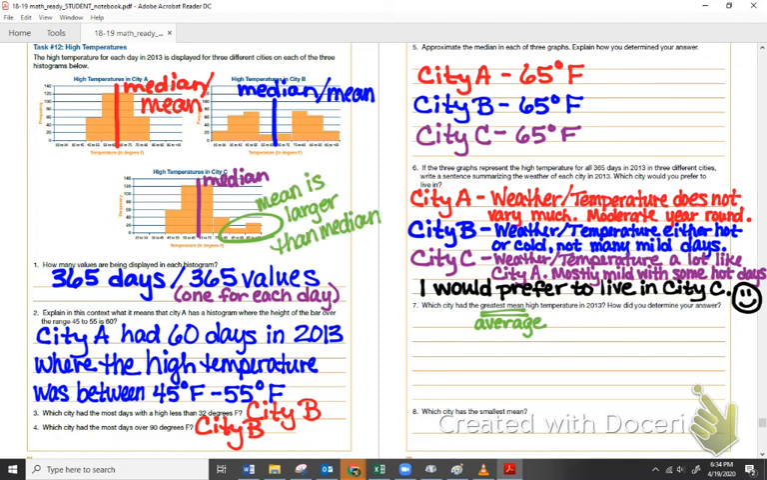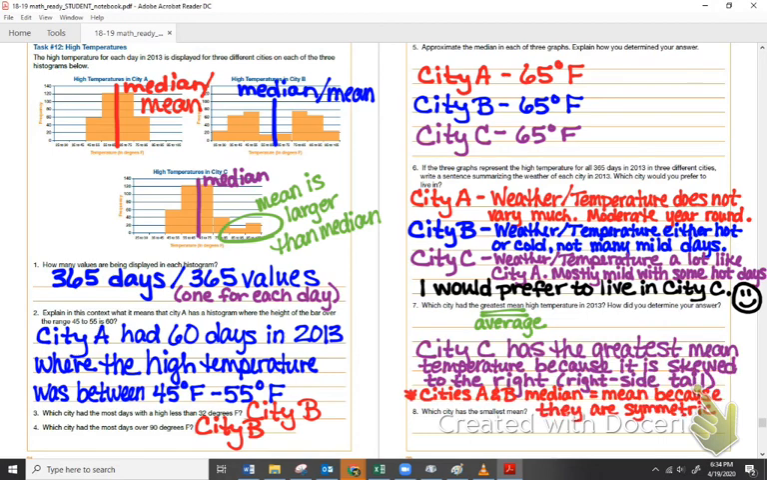If this graph had the tail off to the other end on the smaller side, then we would say that it was skewed to the left. And in that case, the mean would be smaller than the median. So the skew and the direction that the mean is going to be pulled is always in the direction that the tail is. So because in City A and City B, the mean and the median are both the same, the city that has the greatest mean high temperature would be City C.